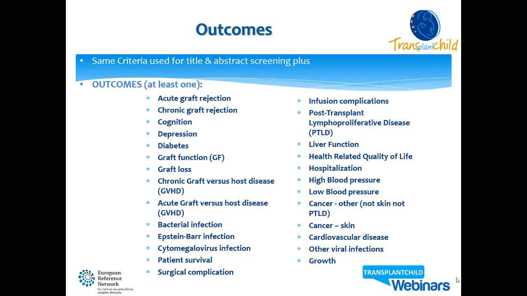This is the outcome list. In order to be standard, we would like you to use these names of the outcomes, trying to avoid other similar names. So in the data extraction form, you have the list of the outcomes, so you can pick the name of the outcome before filling the table.